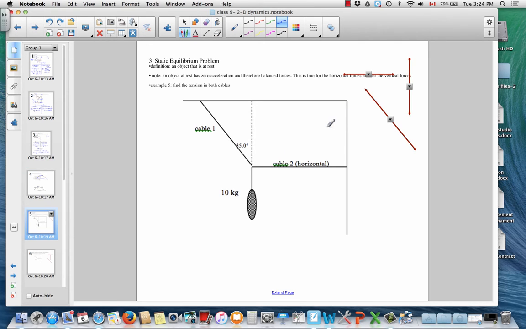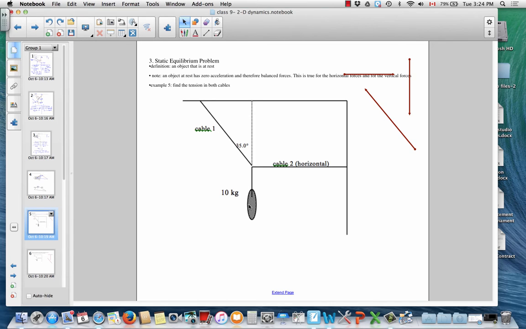Okay, so that was a problem where we had acceleration. And the acceleration was in both directions, so that was a little different from what we had done previously. Now we're going to deal with a problem that's at rest, not accelerating in either direction. That's called the static equilibrium problem.